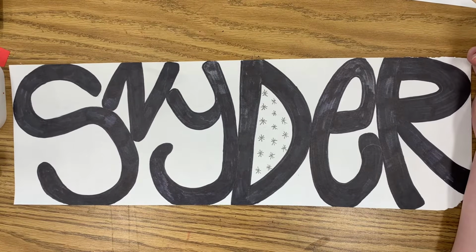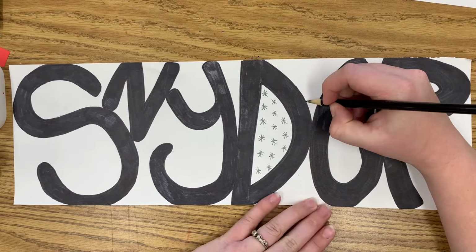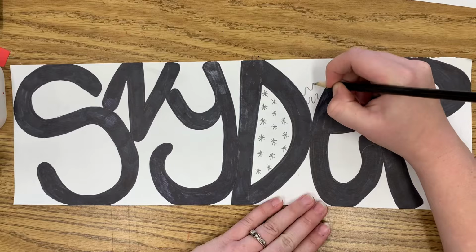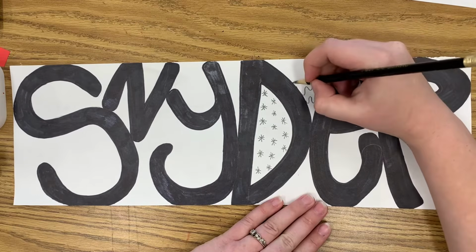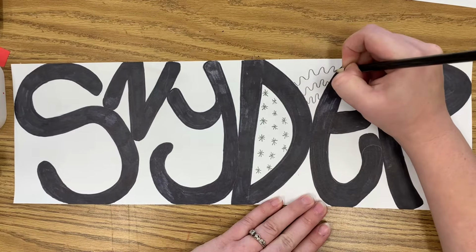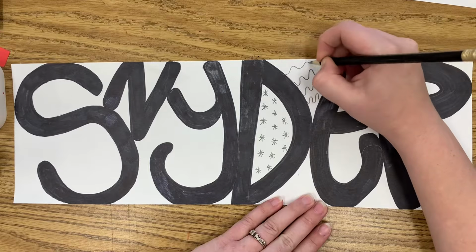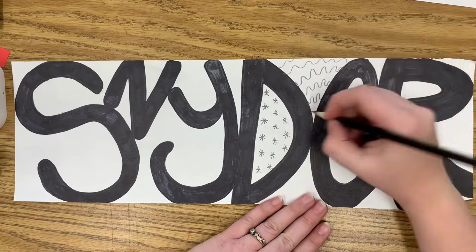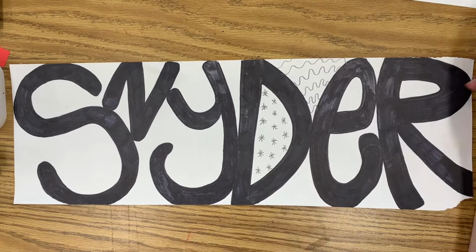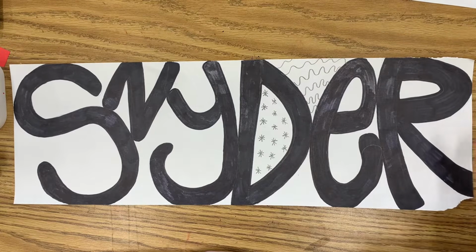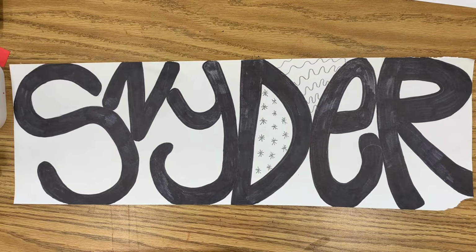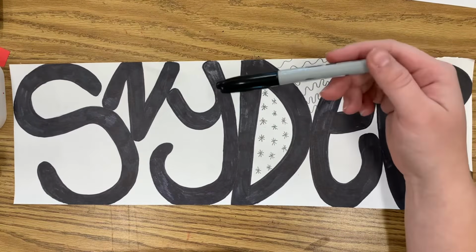So there's one space that's totally filled. I also want, let's do a line that repeats. I'm going to do this sort of curvy line. Okay, so there's another pattern. You're going to do this everywhere, and then you're going to take a Sharpie and then trace.